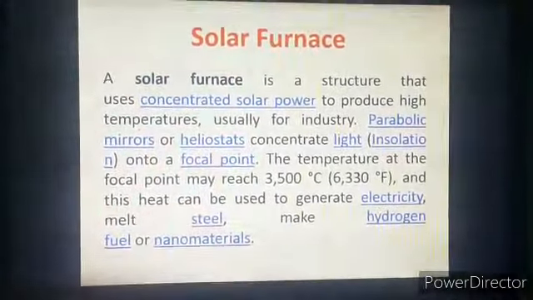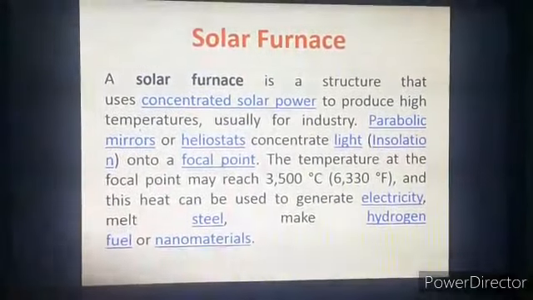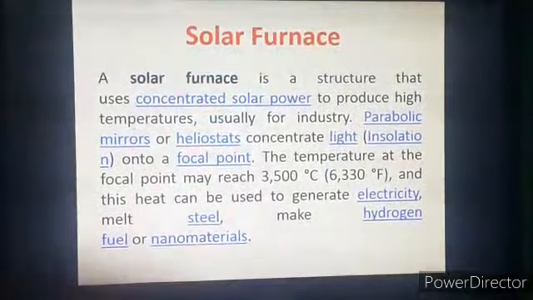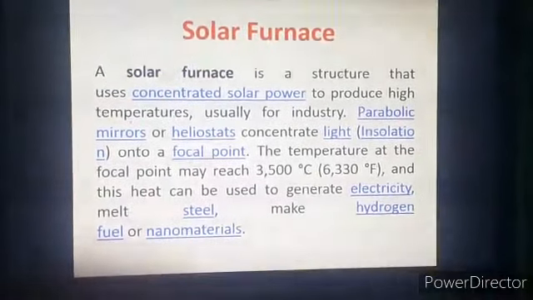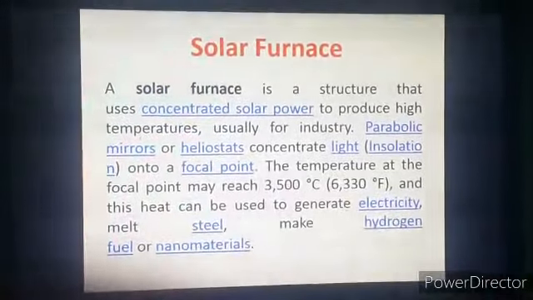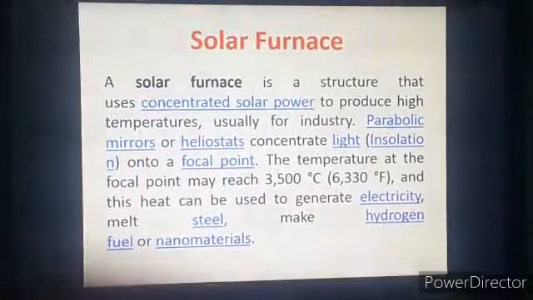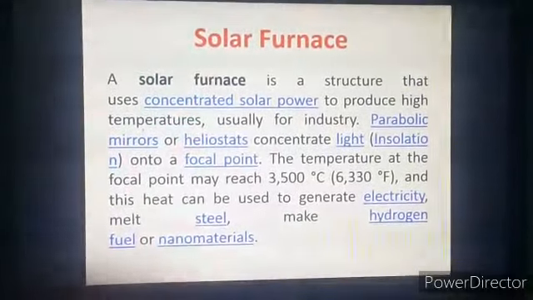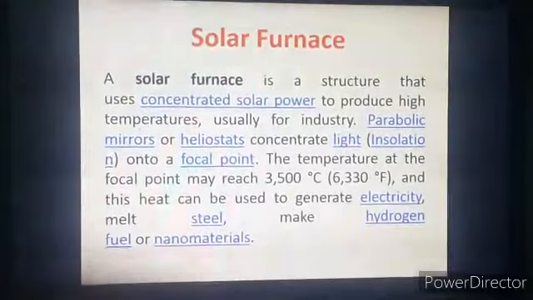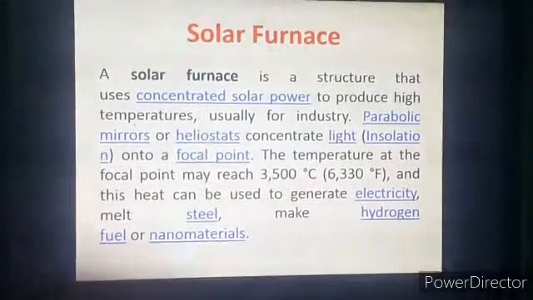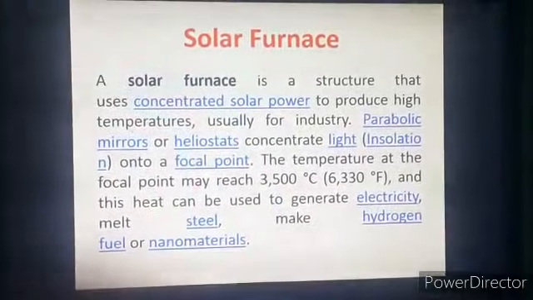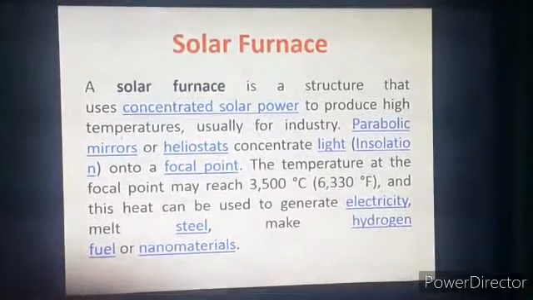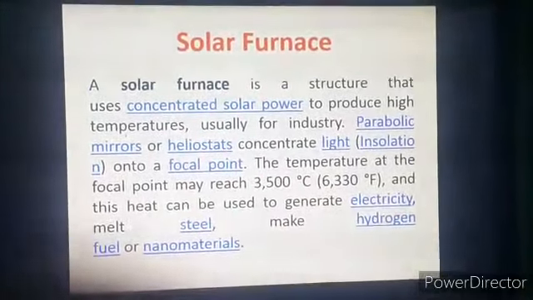And the solar furnace is another application of solar energy. Basically, a solar furnace is a structure that uses concentrated solar power to produce very high temperatures, of the order of 3,500 degrees centigrade, and then further it can be used to generate electricity, or melt steel, or make hydrogen fuel, or nanomaterials. So these are some of the applications of solar energy.